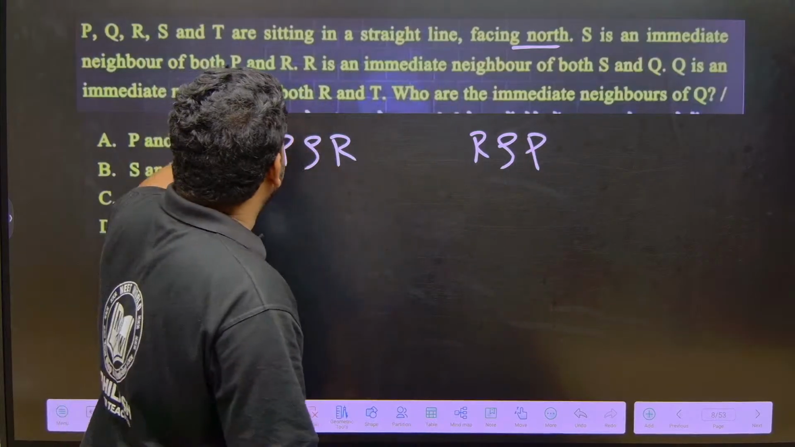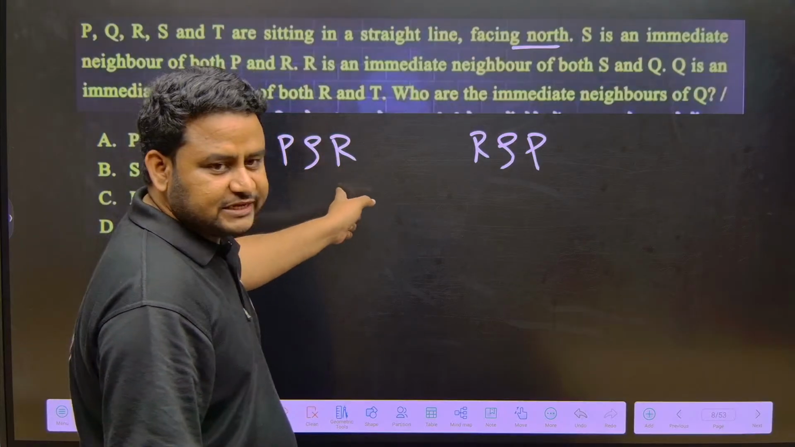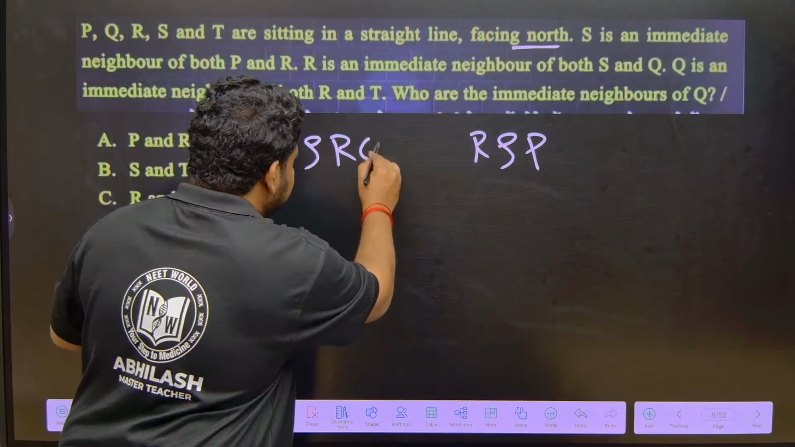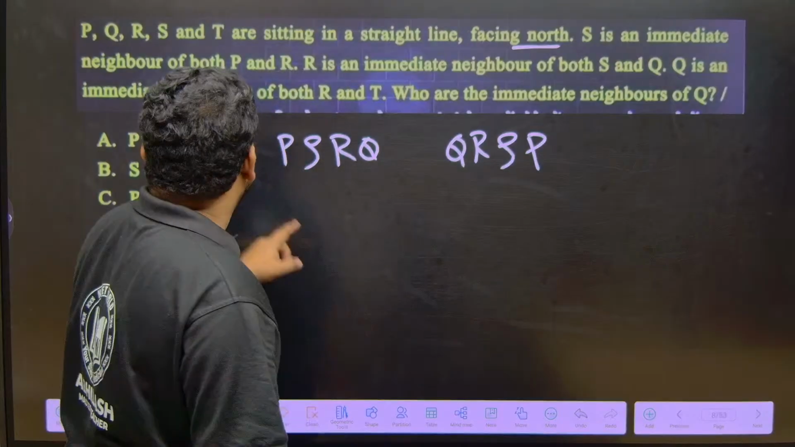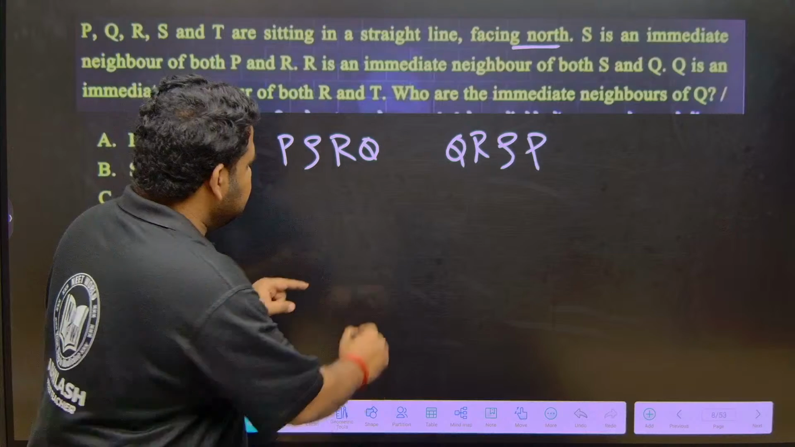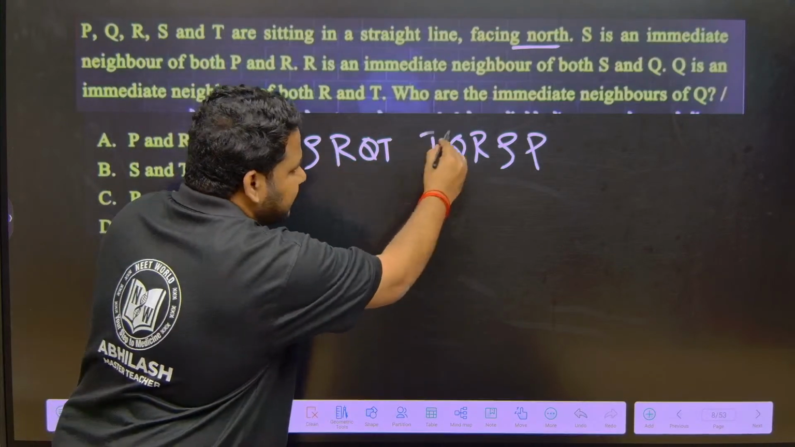Now R is an immediate neighbor of both S and Q. So S is already there, I should write Q here. Got it? Now Q is an immediate neighbor of both R and T. So I should write T here. Q is an immediate neighbor of R and T.